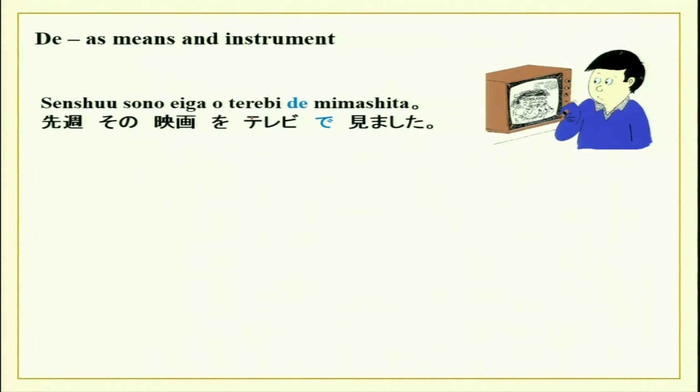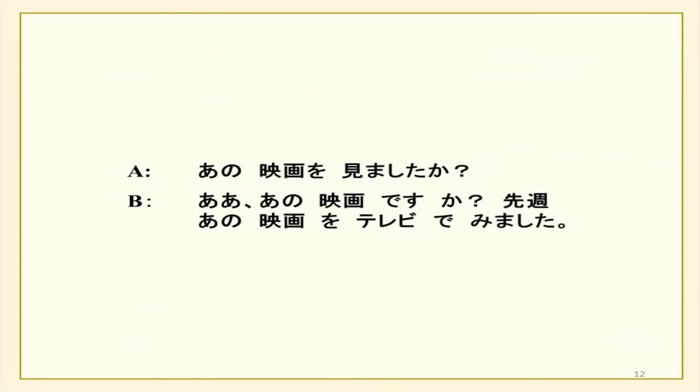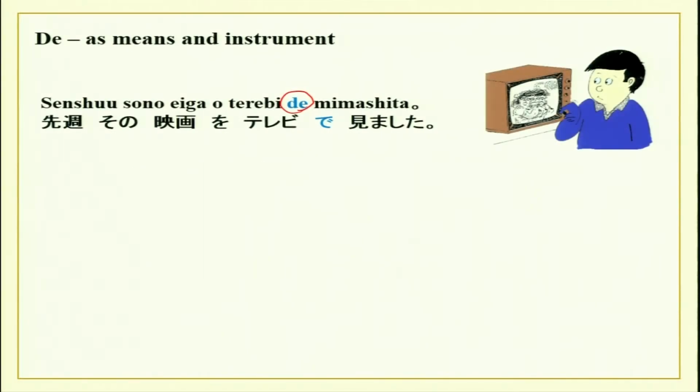Senshu sono eiga o terebi de mimashita. So, you can have a short kaiwa. Ano eiga o mimashita ka? Ano eiga desu ka? Senshu sono eiga o terebi de mimashita. So, you are talking about an eiga which both of you, the listener and the speaker, know of. So, senshu ano eiga o terebi de mimashita. I saw it on TV.